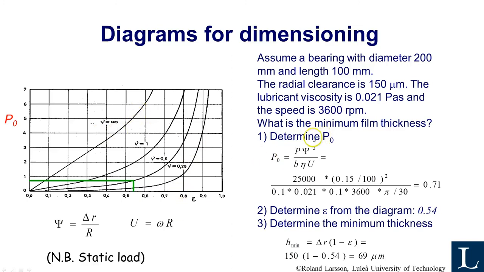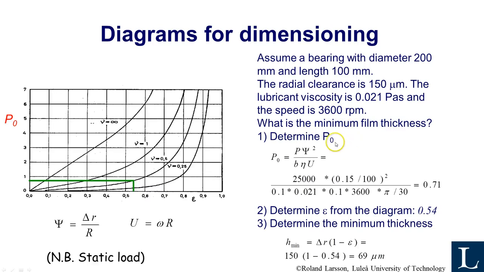If we want to compute the minimum film thickness of a bearing, let's assume a real case where we have a diameter of 200 millimeter and a width or length of 100 millimeter. That means that nu is 0.5, so we follow this curve. We can also assume that the clearance is 150 micrometers, the viscosity is 21 millipascal seconds, and the speed is 3600 rpm. What is then the minimum film thickness?